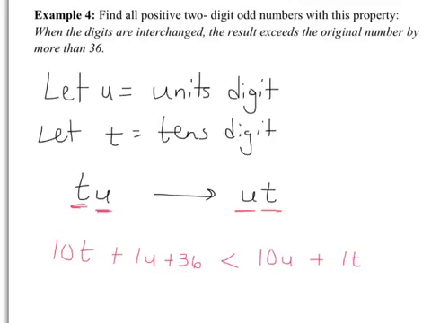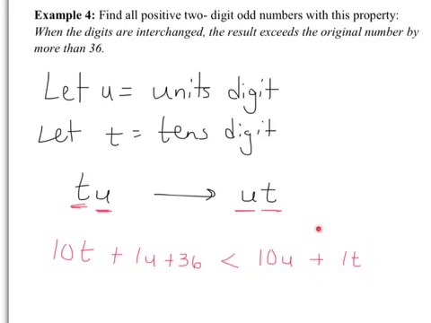Let me go through this one more time real quickly. The original is whatever is in this place and whatever is in this place. The next part is when you switch them. Because the t was worth 10 points earlier, now the t is only worth 1 point. Because the units digit is worth 1 point originally, now the units digit, which goes here, is worth 10 points.